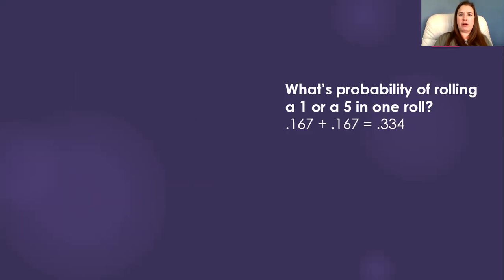Sorry, I don't know why the graphic goes away when I give you the answers there. But the probability of getting a 1 is 0.167. The probability of getting a 5 is 0.167. If we want to know the probability of getting one or the other, we add them together.